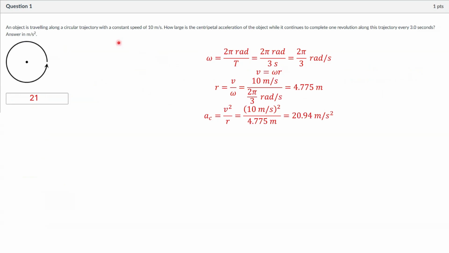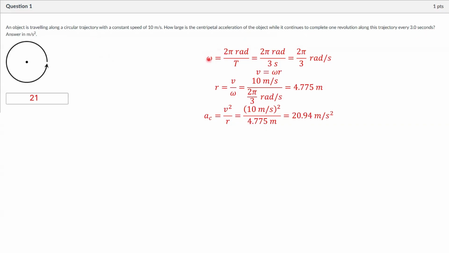All right. Quiz 6, circular motion. So the kinematics of circular motion and rotation, centripetal acceleration, centripetal forces, and then big G gravity and orbits. So starting with kinematics, an object's traveling along a circular trajectory with a constant speed of 10 meters per second. So we have a speed. How large is the centripetal acceleration of the object while it continues to complete one revolution along this trajectory every 3 seconds? That means the period is 3 seconds.